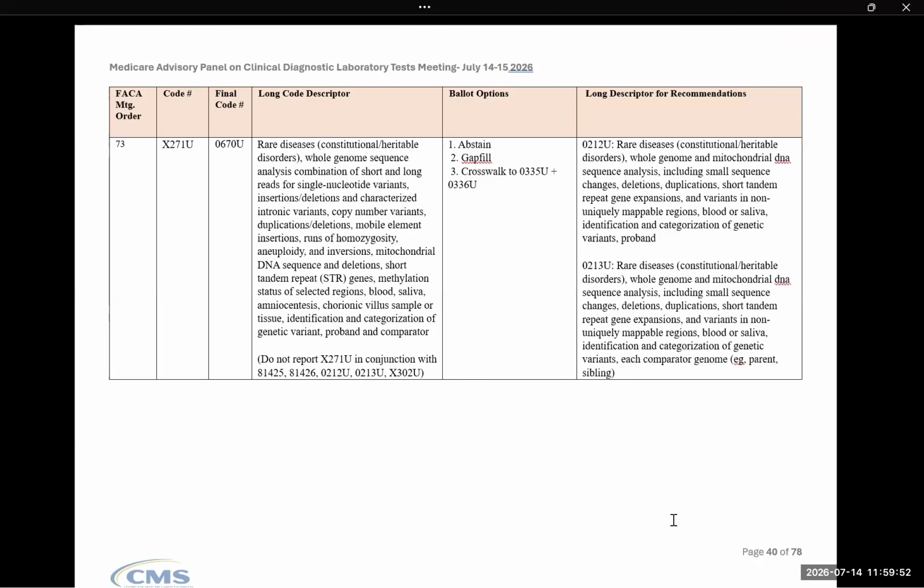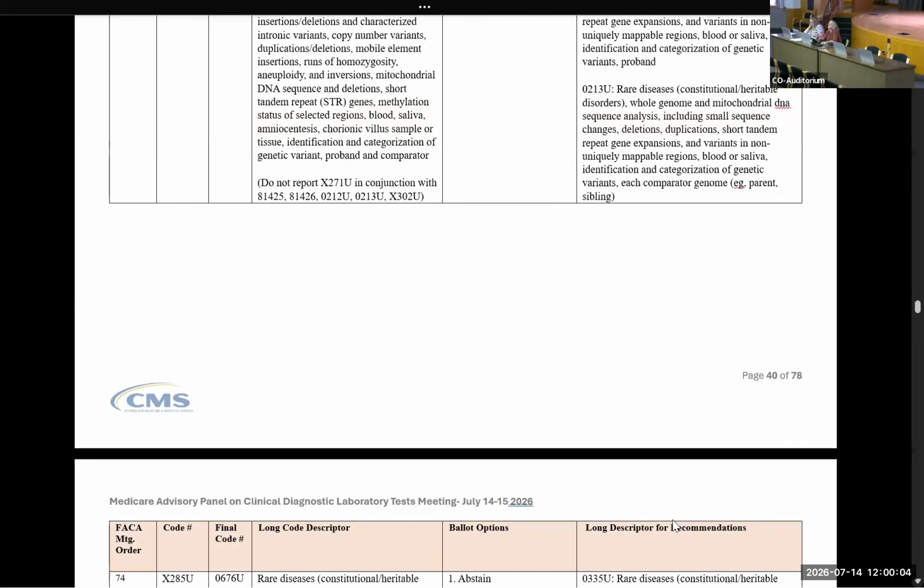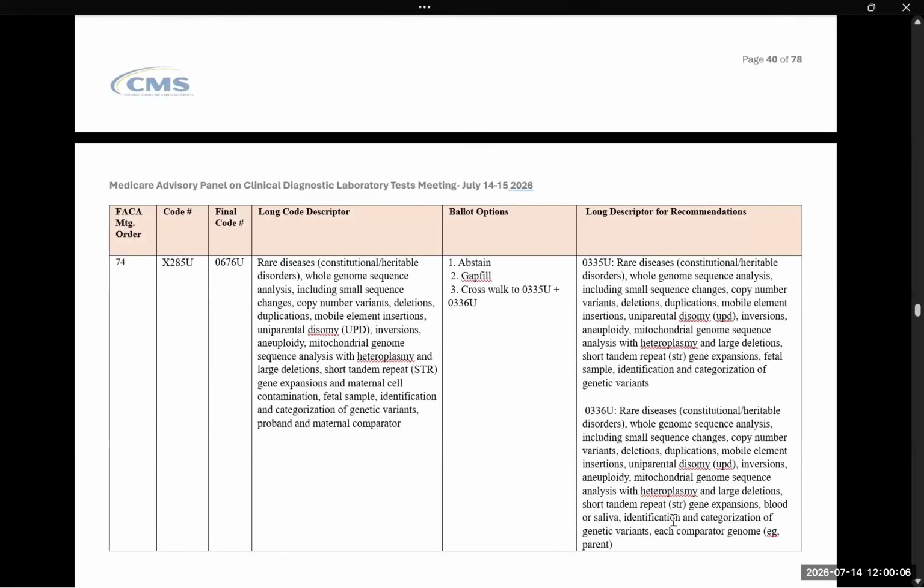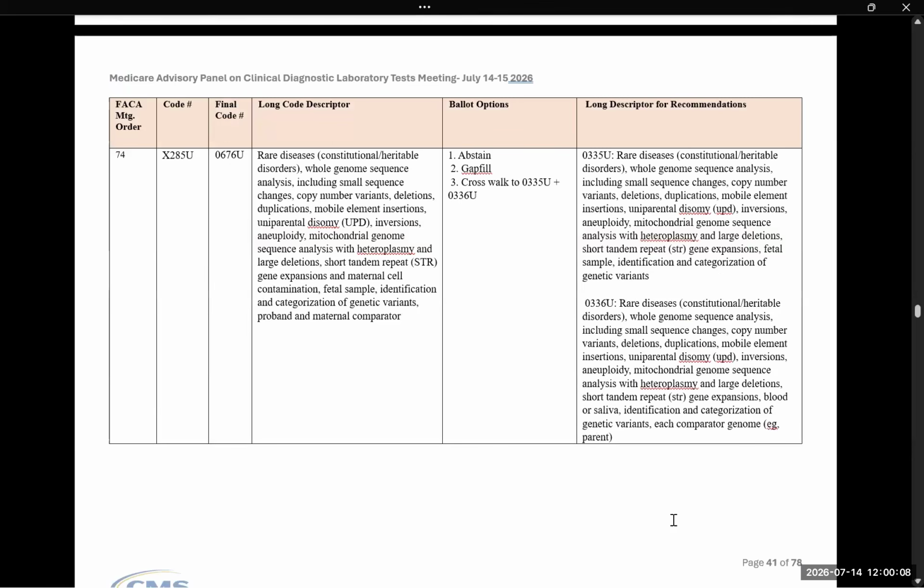And if there are any questions about the long descriptor, as Jillian just said, they are actually in the next entry. Okay, thank you. All right, and as I said, next one up is X285U with a final code number of 0676U, and another duo code.